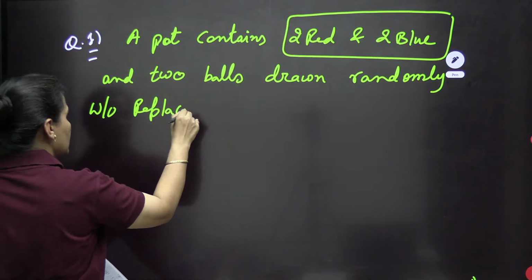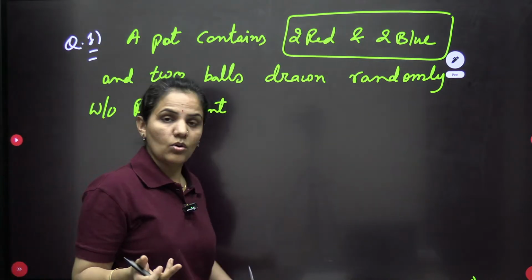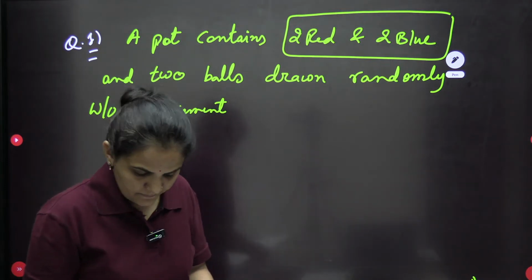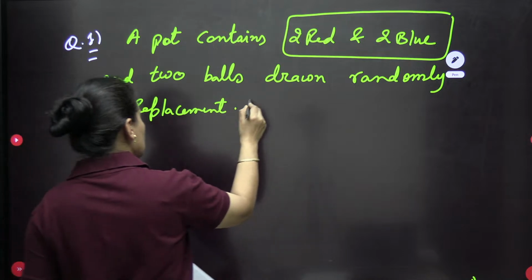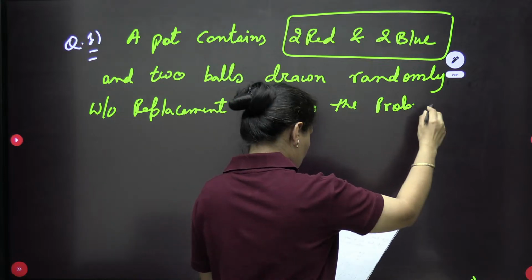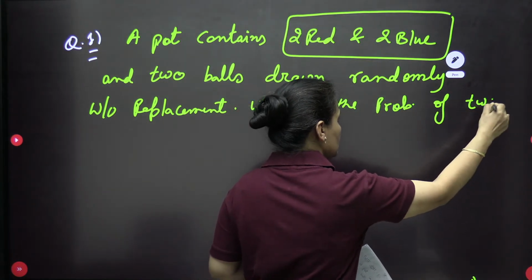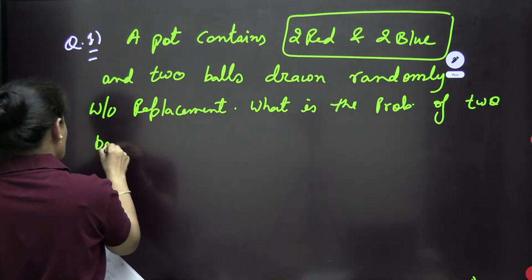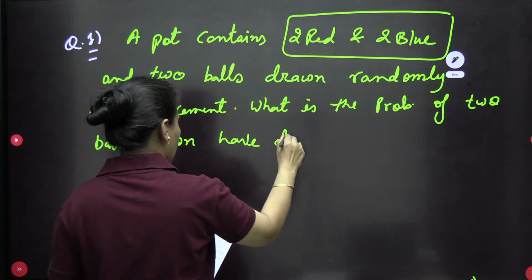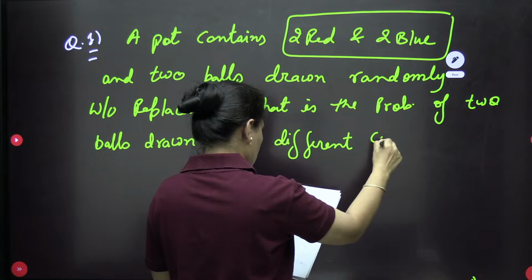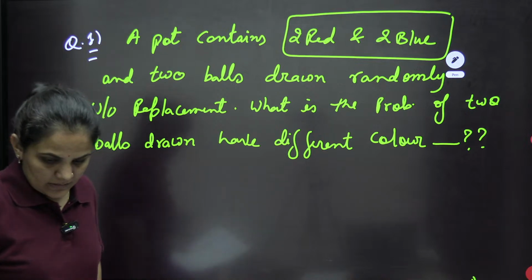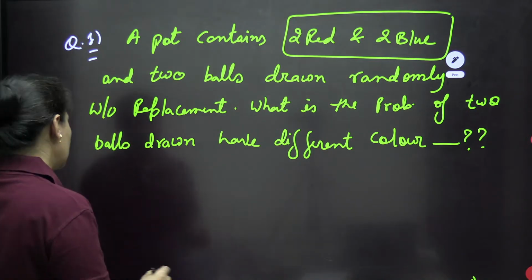Whenever we are having a case of without replacement, we can do one by one draw, or if you want you can solve using the simple combination also. Yes, so without replacement, what is the question asking? What is the probability of two balls drawn have different color? Okay, let's approach the question, the easier question I will say.